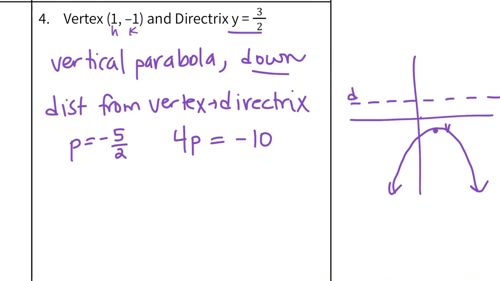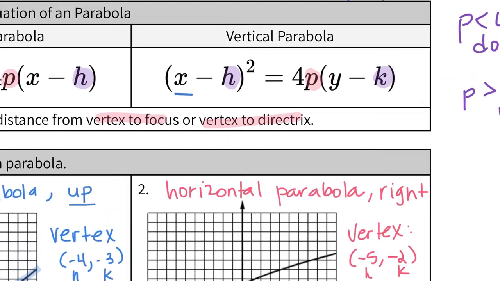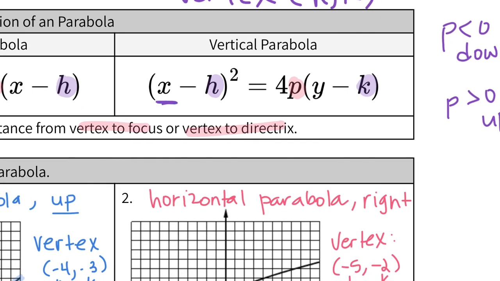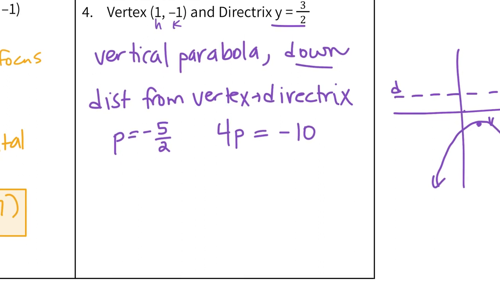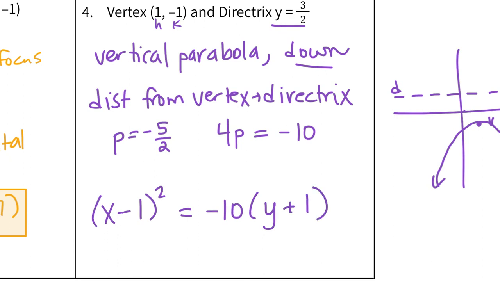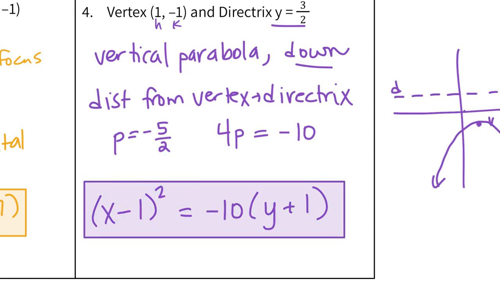So now I think I have everything I need. I can write my equation. So for a vertical parabola, let's take a look. We have to start with x minus h squared. So I would have x minus h is 1, squared equals 4p, so that's our -10, times y minus k. So this is going to turn to a plus sign. All right, and that's the equation of the parabola with the given vertex and directrix.